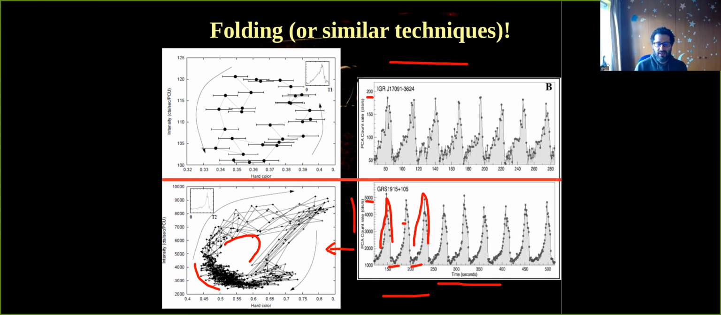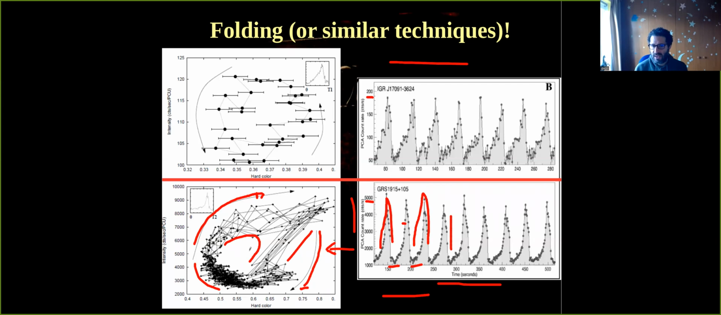So by doing this color code diagram, in this case hardness intensity diagram, with data that is of good quality, you can already see that there is an evolution of the energy spectra, and that evolution is always in the same direction. It goes like this in time, and it comes back like this in time, where this part you can identify as the decay, the fast decay of the flares. So this is an ideal case.